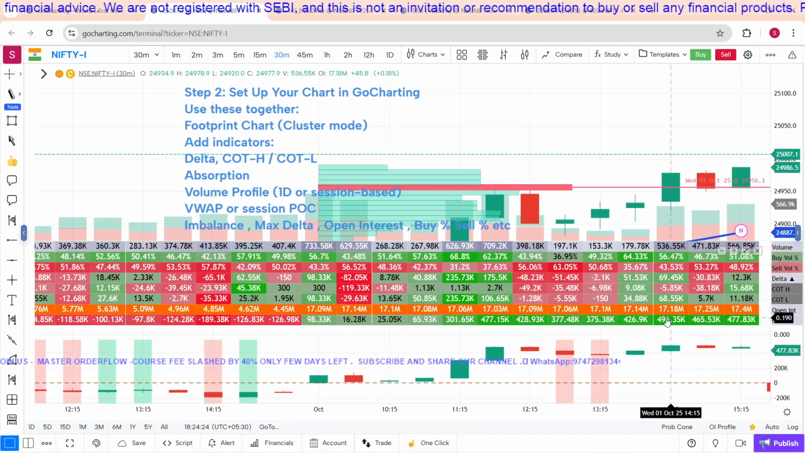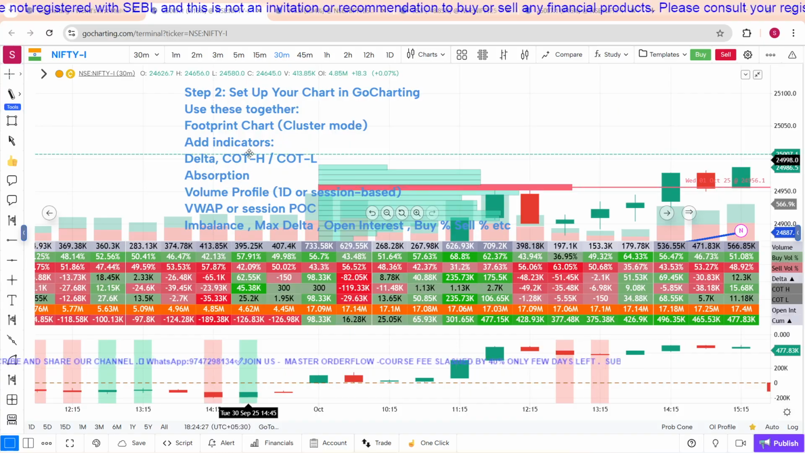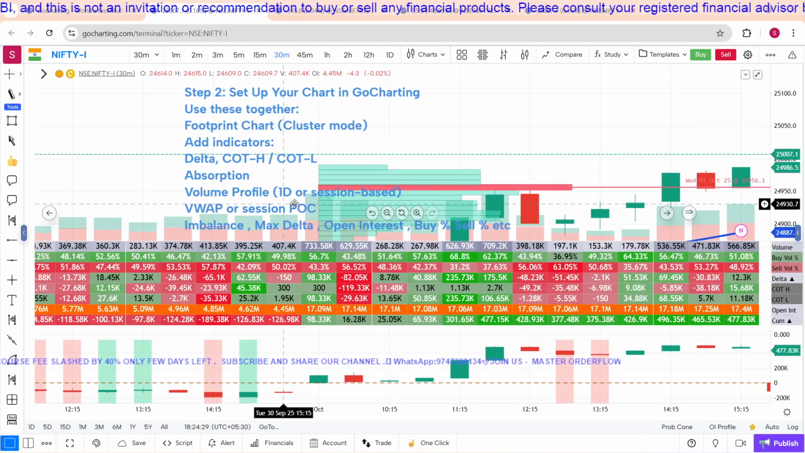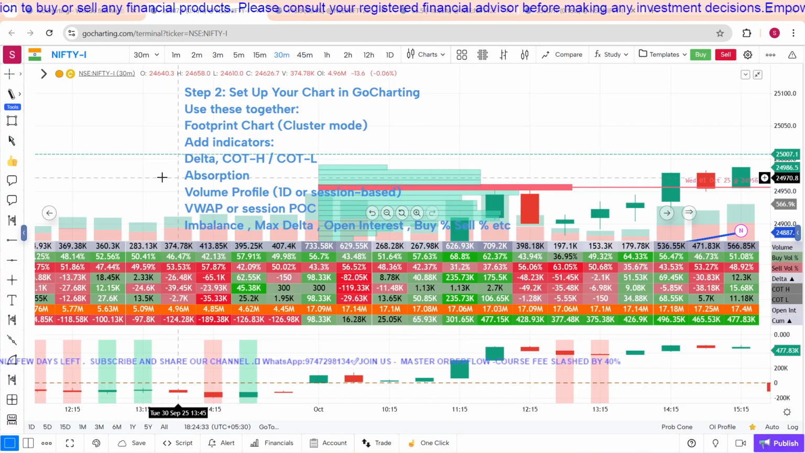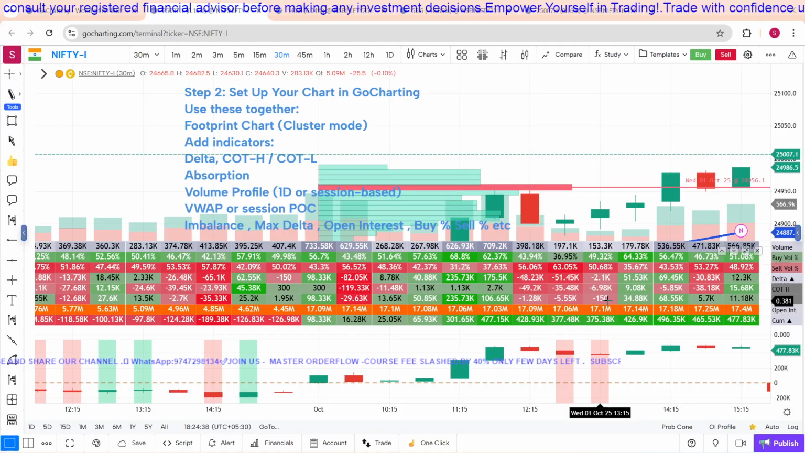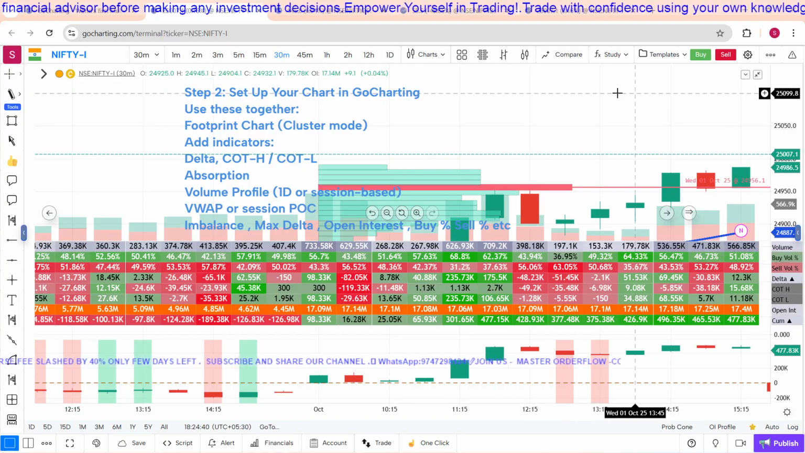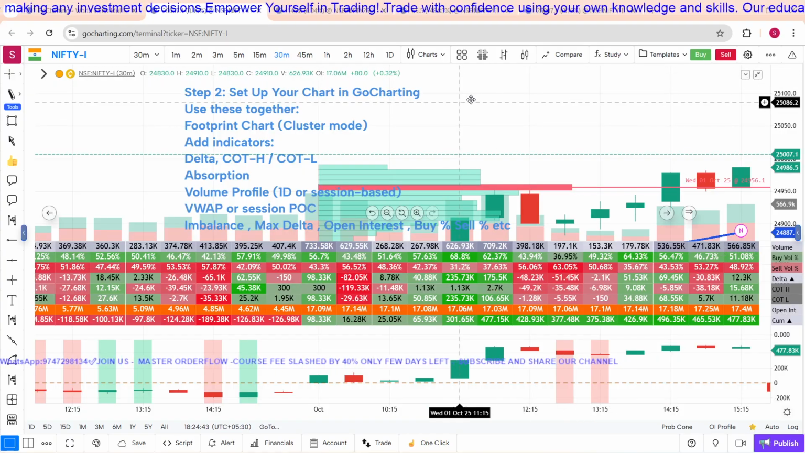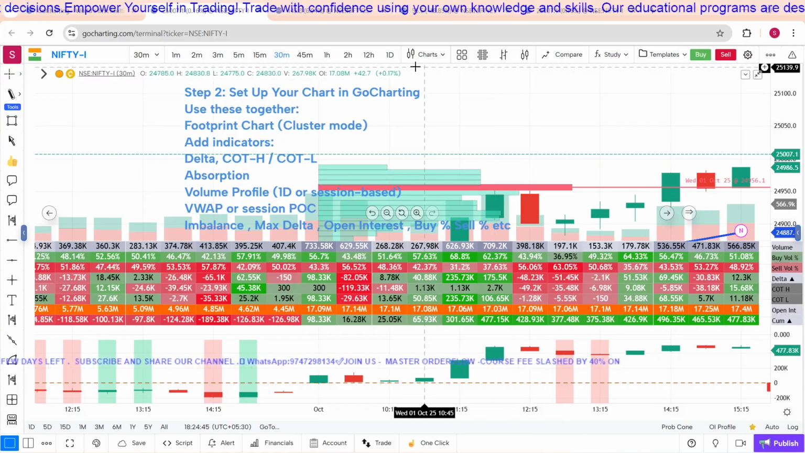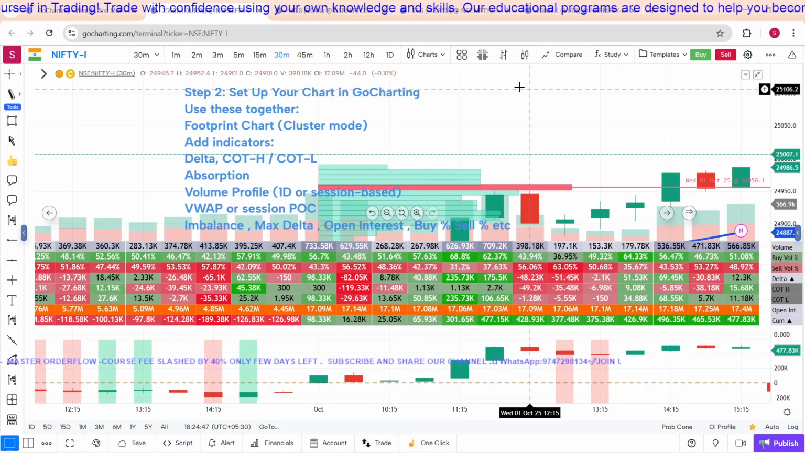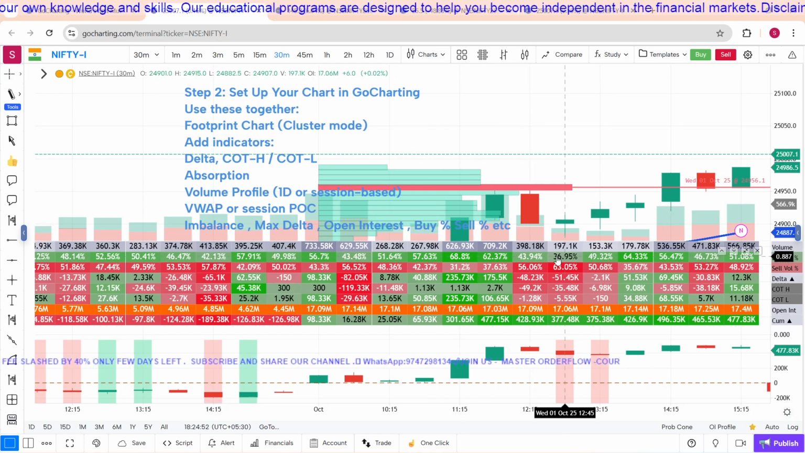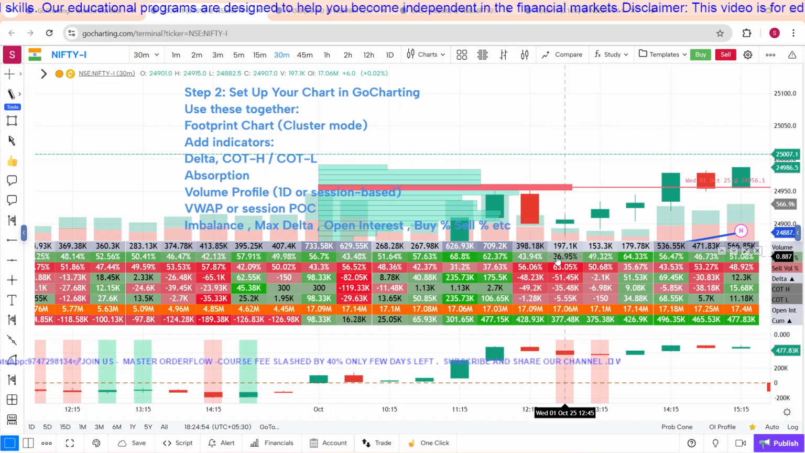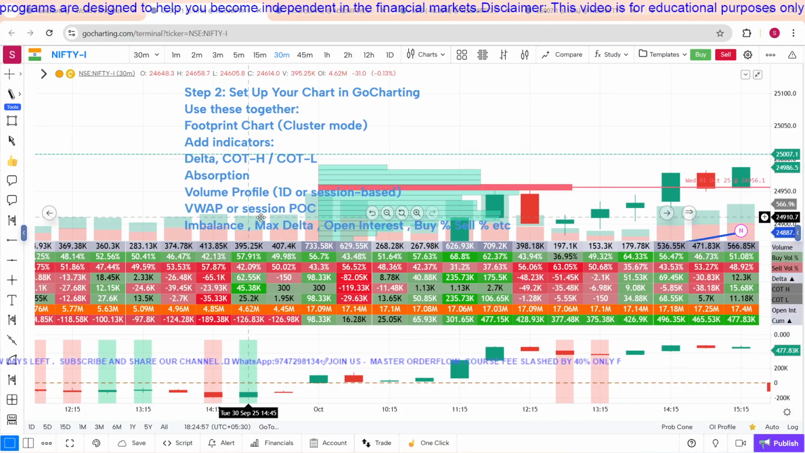COT-H, COT-L, etc. And these will facilitate us in studying absorption areas and discount zones, premium zones. If there is a selling absorption on the top, we can see that after that the candle will decline very, very fast. So these indicators we have to add.